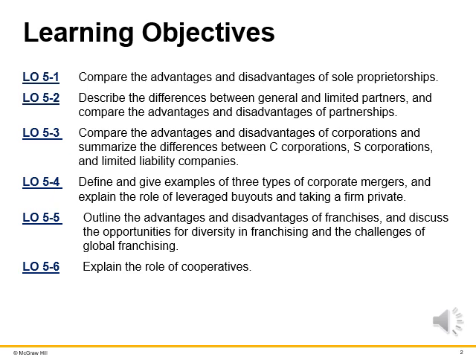Number 4, define and give examples of 3 types of corporate mergers and explain the role of leveraged buyouts and taking a firm private. 5, outline the disadvantages and advantages of franchises and discuss the opportunities for diversity in franchising and challenges of global franchising. And finally, explain the role of cooperatives.